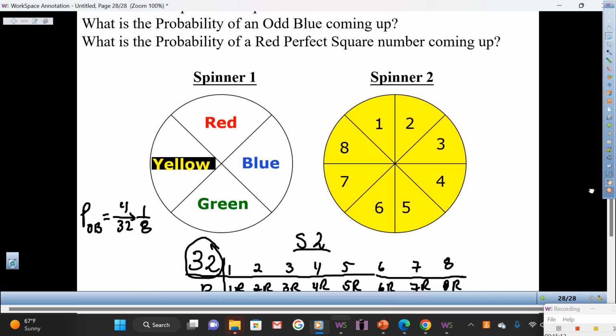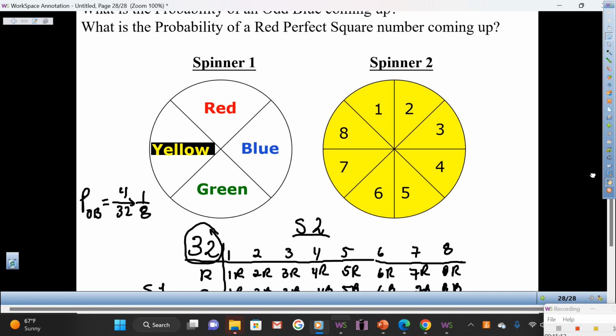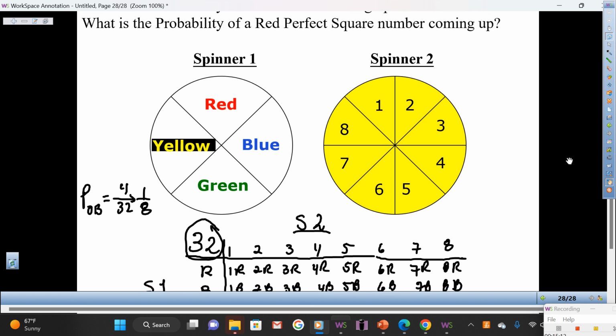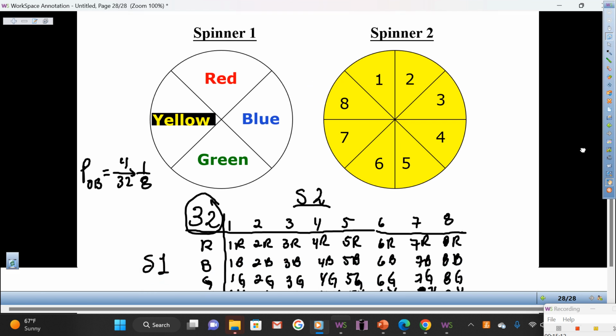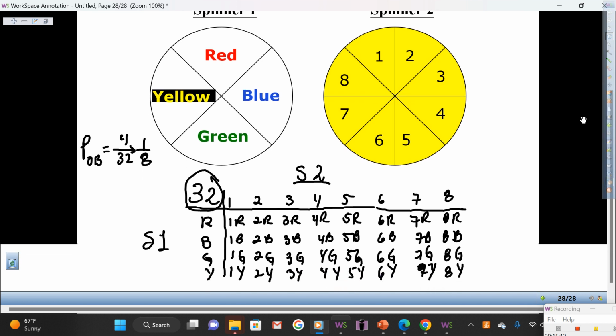Probability of a red perfect square number. Talk it over to your neighbor, let them know what a perfect square number is. And we're talking about red perfect square number. Red perfect square.